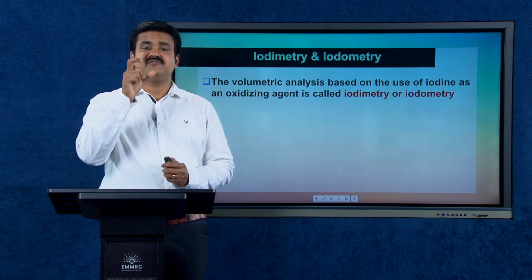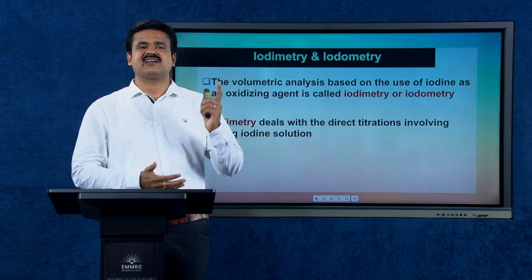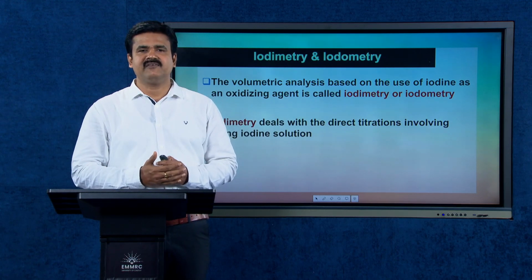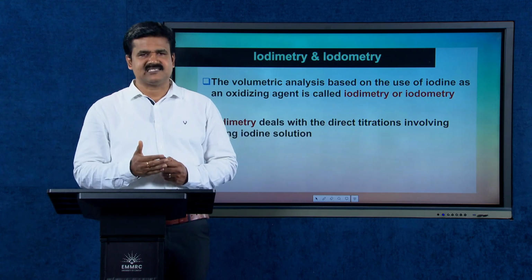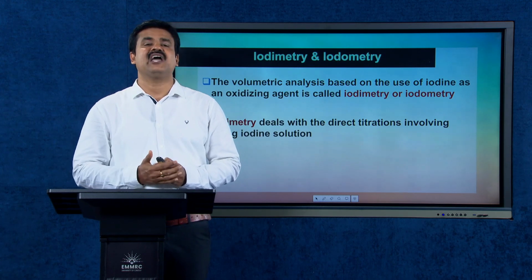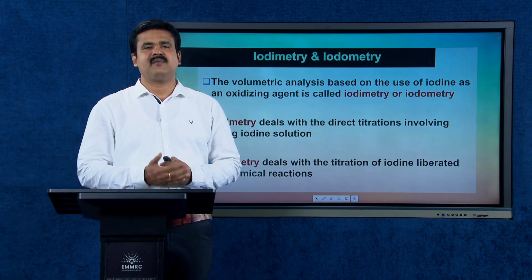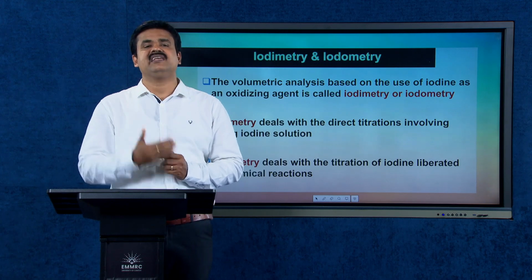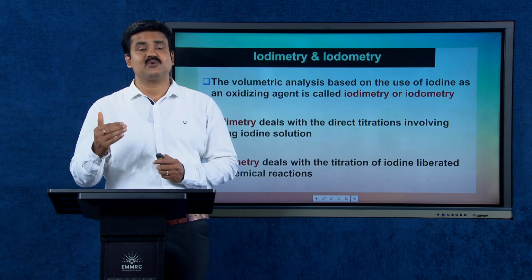Here there are two terms, and we are now going to clearly differentiate iodimetry and iodometry. First of all, we are discussing iodimetry. Iodimetry deals with direct titrations using iodine solution. That means the volumetric analysis where we take direct titrations involving iodine solution is considered iodimetry. However, the second category is iodometry. Iodometry is different from iodimetry. This is the difference. Iodometry deals with the titration of iodine liberated in chemical reactions. So, in the first case, iodimetry, we are using direct iodine solution for a titration.